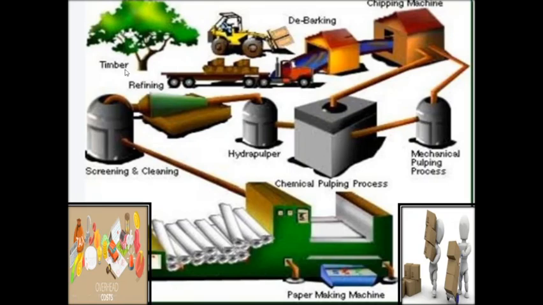So the raw material is the timber. It is used in the whole process to make the paper. And it is not just the raw material cost alone. The cost of this timber, we call it material cost, and this is one of the direct costs.